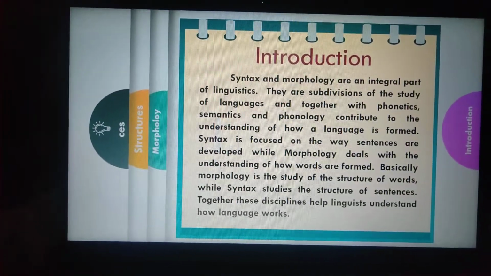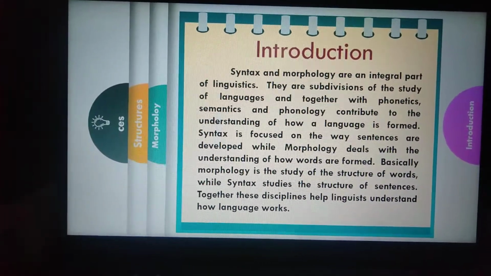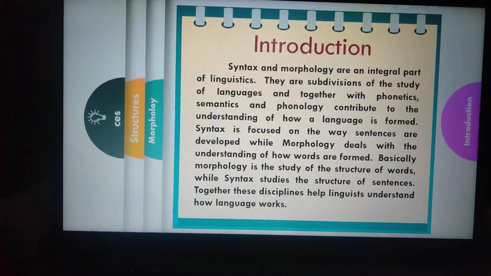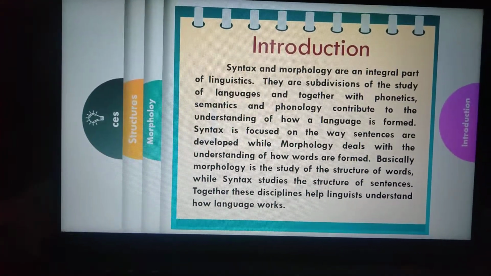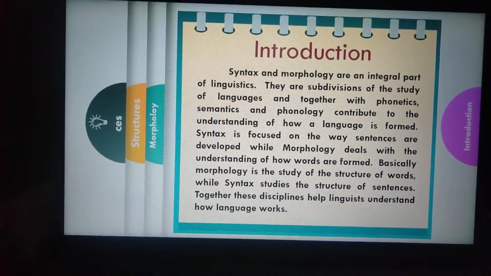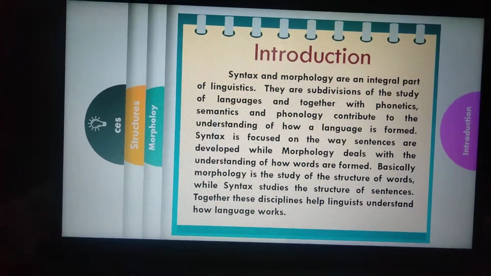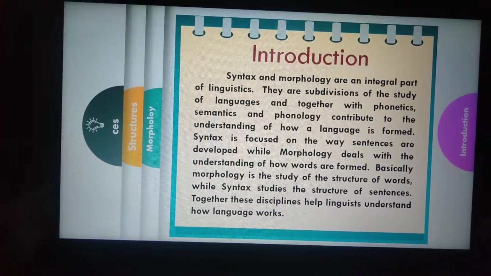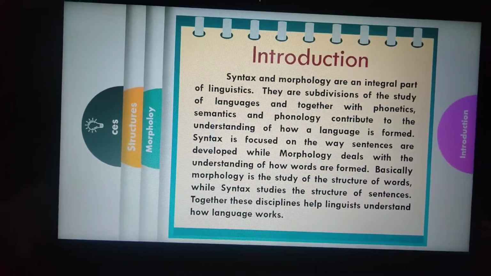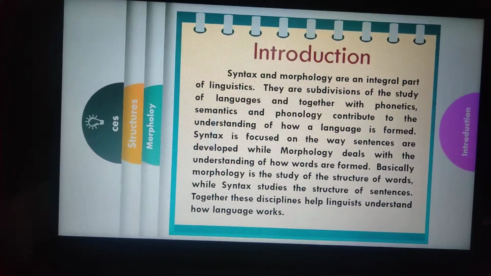Syntax and morphology are an integral part of linguistics. They are subdivisions of the study of languages, and together with phonetics, semantics, and phonology, contribute to the understanding of how a language is formed. Syntax is focused on the way sentences are developed, while morphology deals with the understanding of how words are formed. Basically, morphology is the study of the structure of words, while syntax studies the structure of sentences. Together, these disciplines help linguists understand how language works.